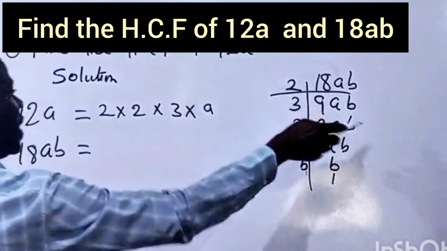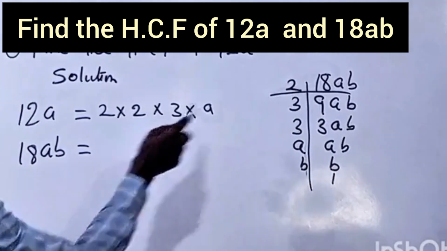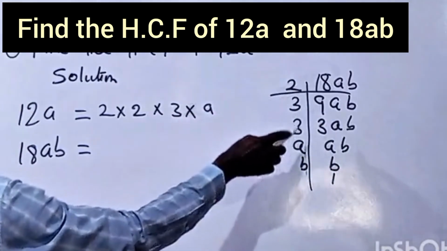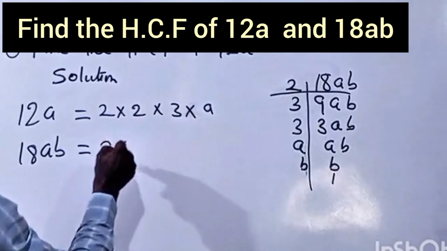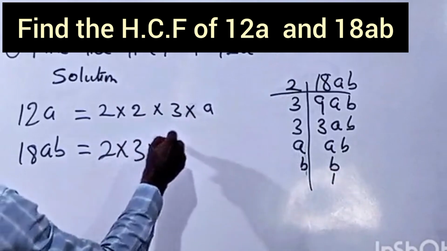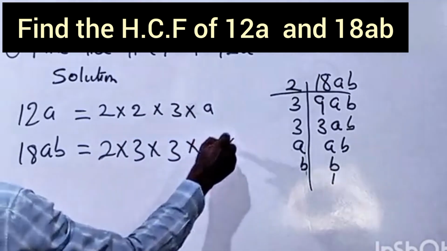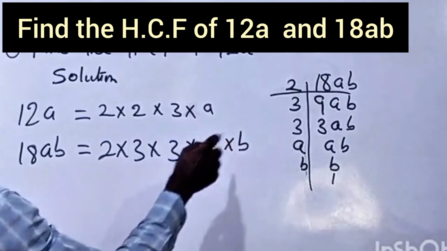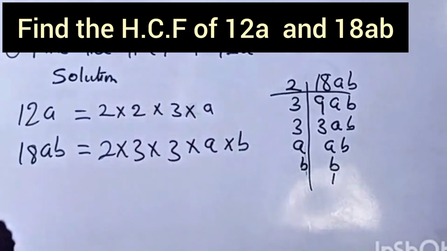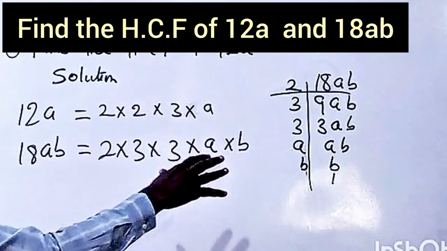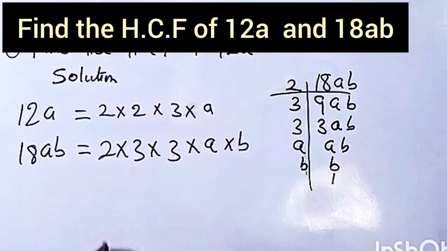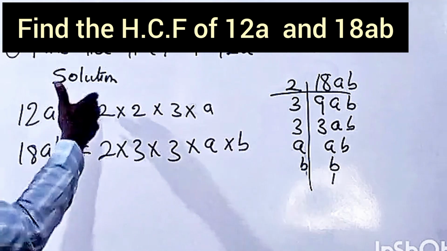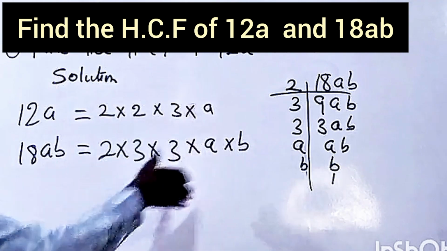So for 18ab, when we break it down, we now have 2 times 3 times 3 times A times B. Now we've successfully broken it down into their factors. Now the next thing we do is to pick what is common between these two numbers.